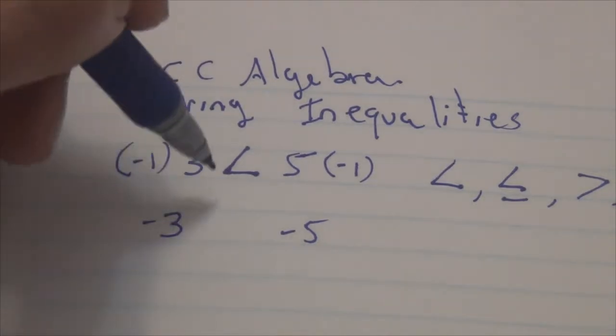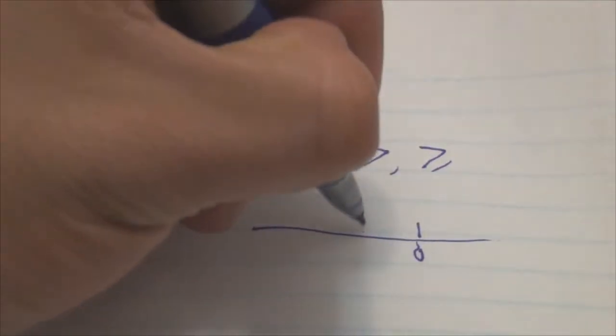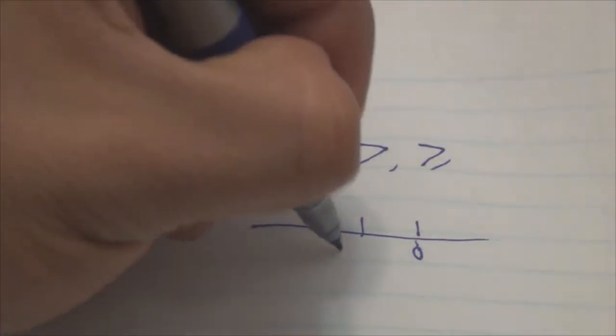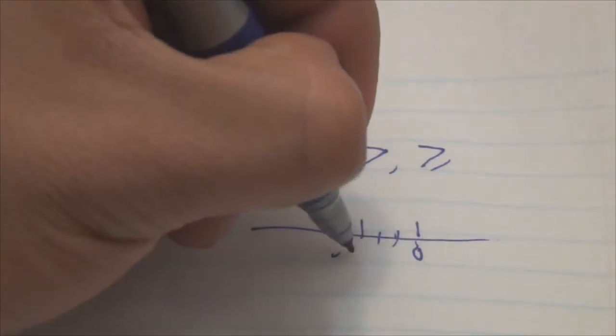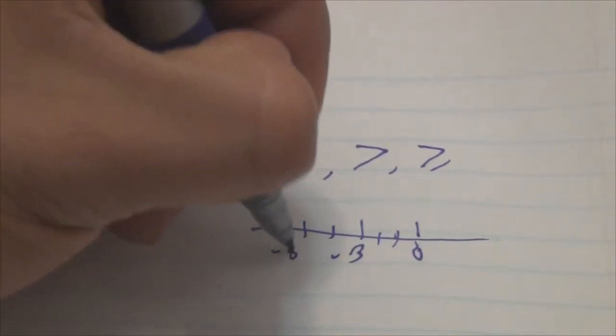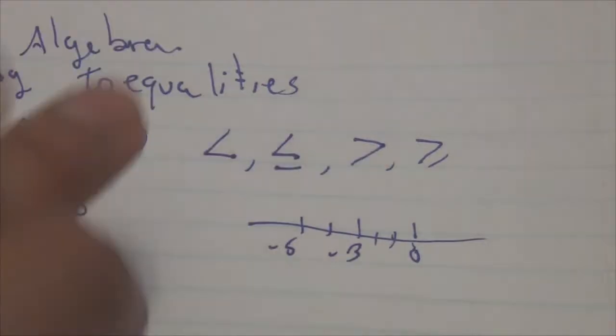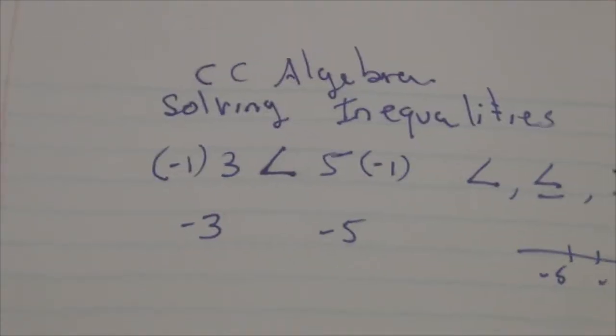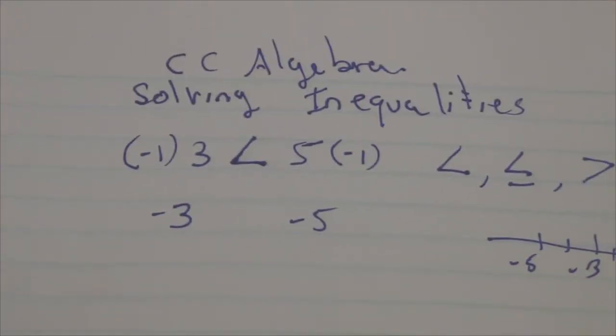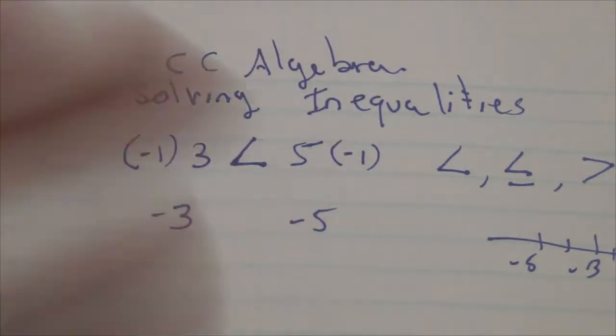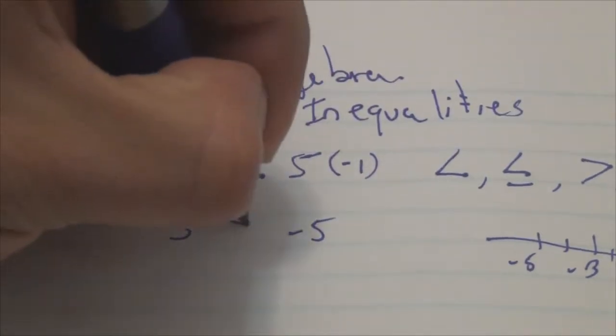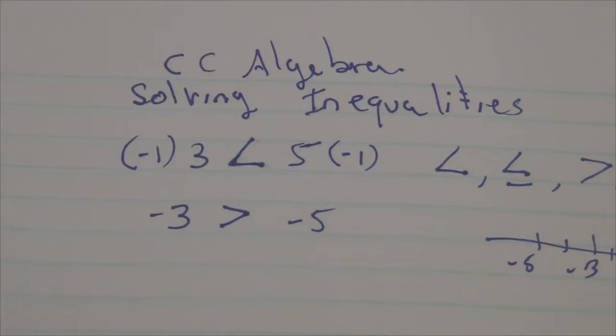No, -3 is closer to 0 on the number line. Let's look at the number line. This is 0. This is -1, -2, -3, -4, -5. See, -5 is further away from 0, so therefore -5 is less than -3. So I could swap them, or I could just say that -3 is greater than -5.